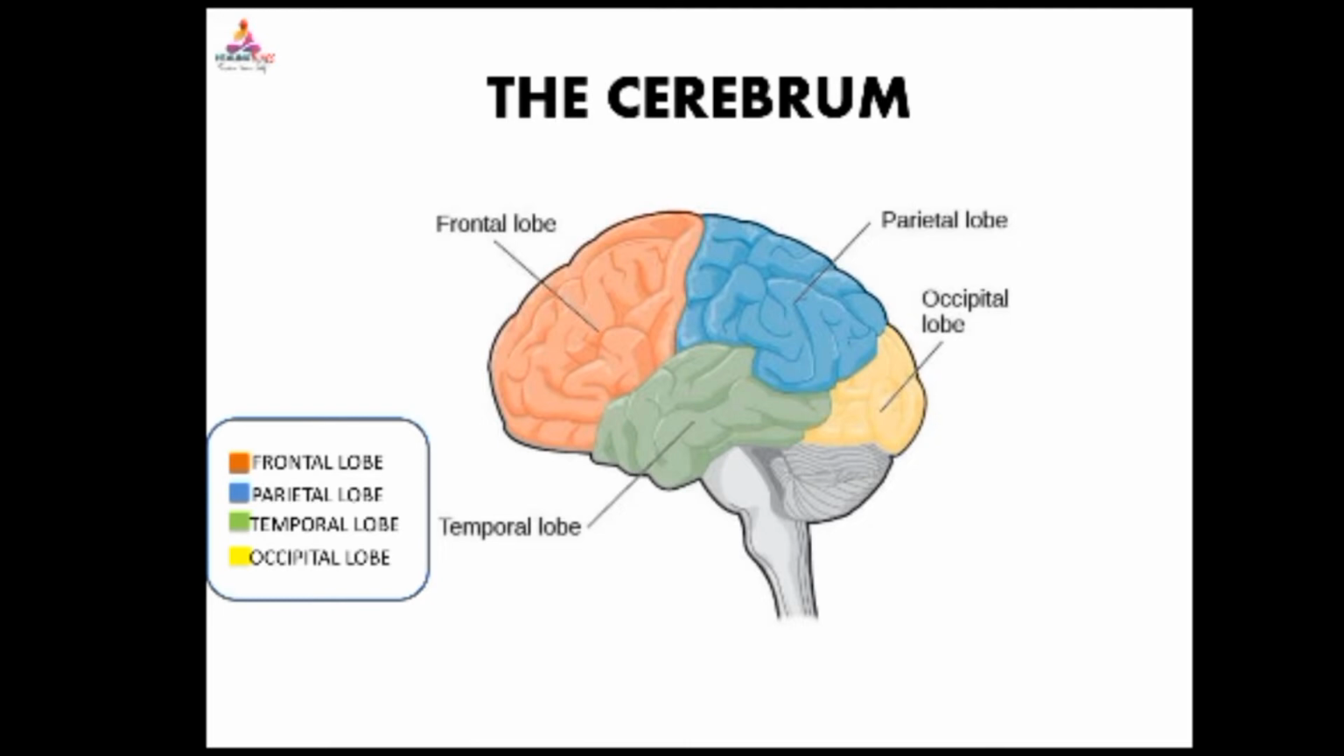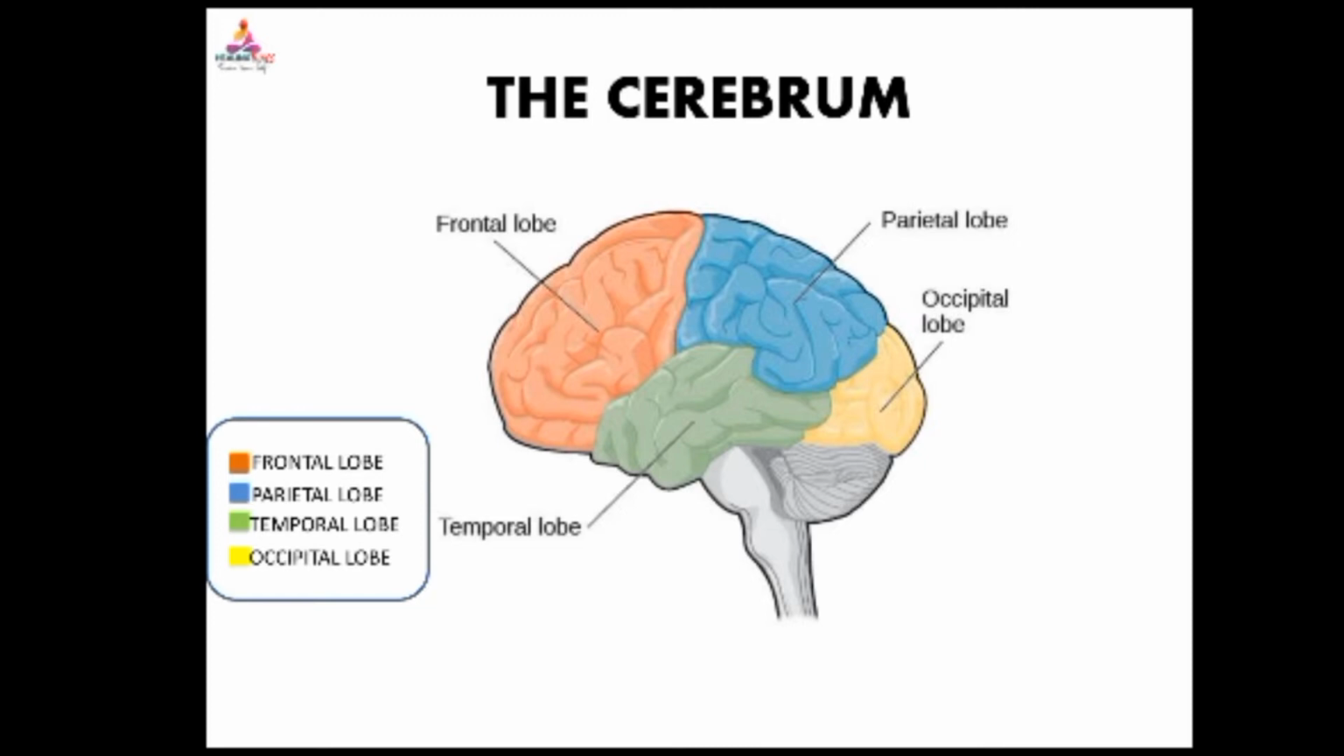The third part is the occipital lobe, that is the yellow part. The occipital lobe is behind a line extending from the parieto-occipital sulcus to the pre-occipital notch. The occipital lobe is responsible for reception and integration of visual input.